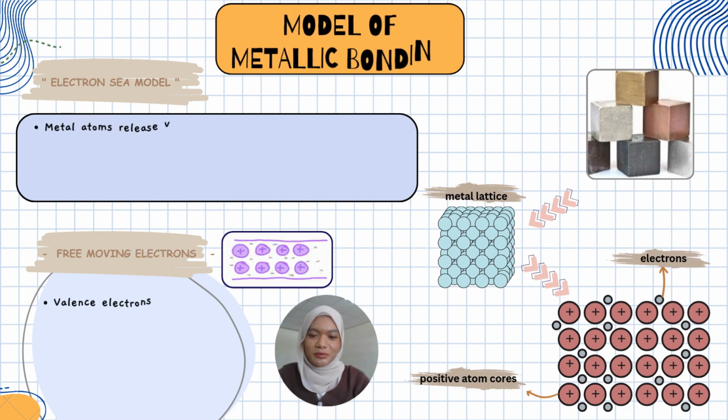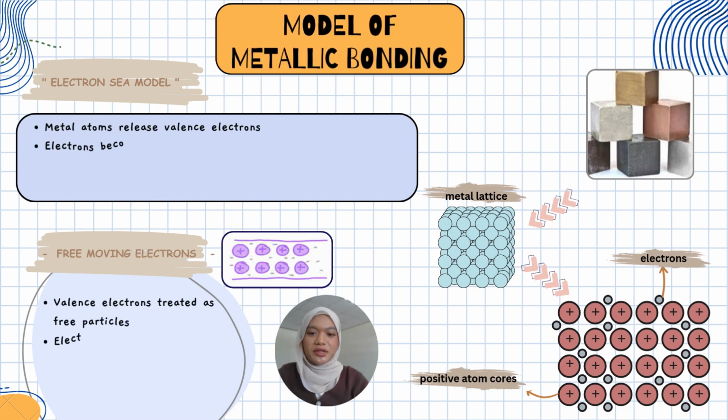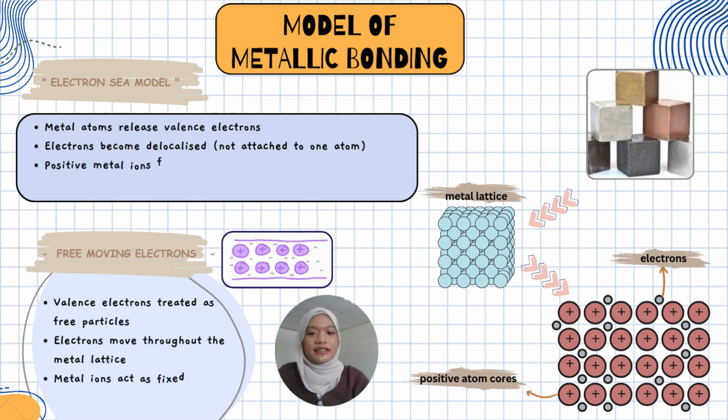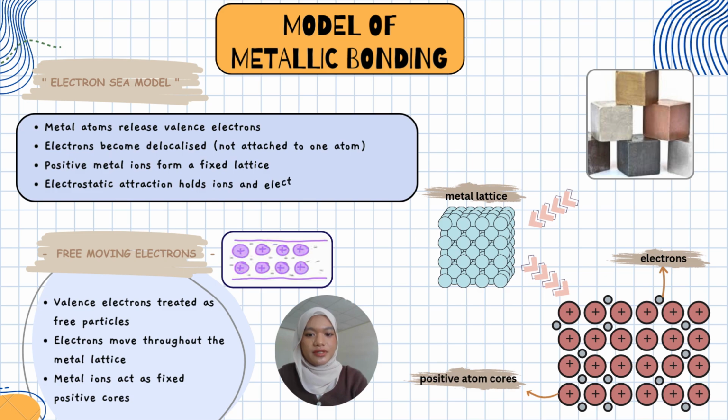Next, we are talking about the model of metallic bonding, which is the electron sea model. So what is the electron sea model? The electron sea model explains metallic bonding by describing metal atoms as positive ions surrounded by a sea of delocalized valence electrons that move freely through the metal lattice.